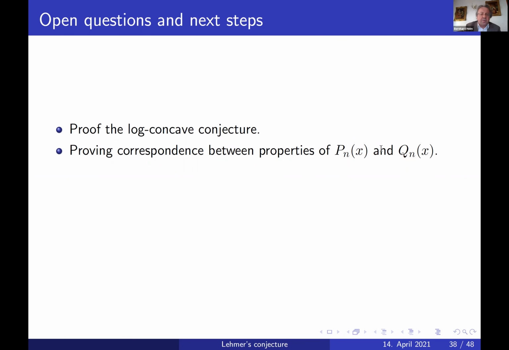So it would be interesting, what is open to prove the log-concave conjecture? Of course, to prove any result, any correspondence between Pn and Qn, to start, how can you attack this by a theory to prove correspondence results, which results can be transferred, which are not, can you find counterexamples, things like that.